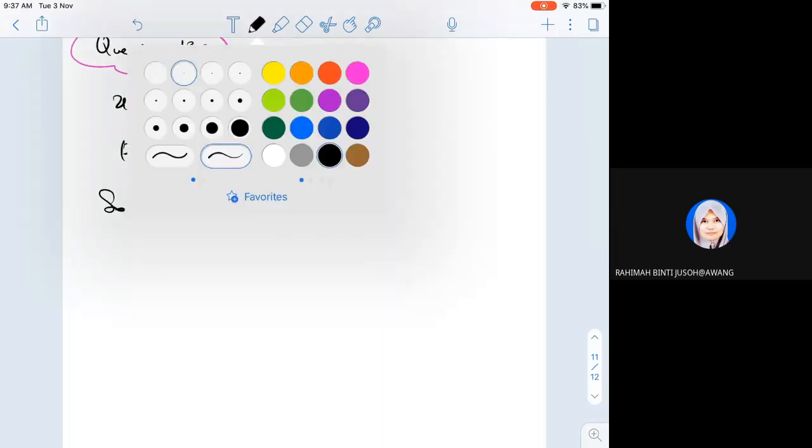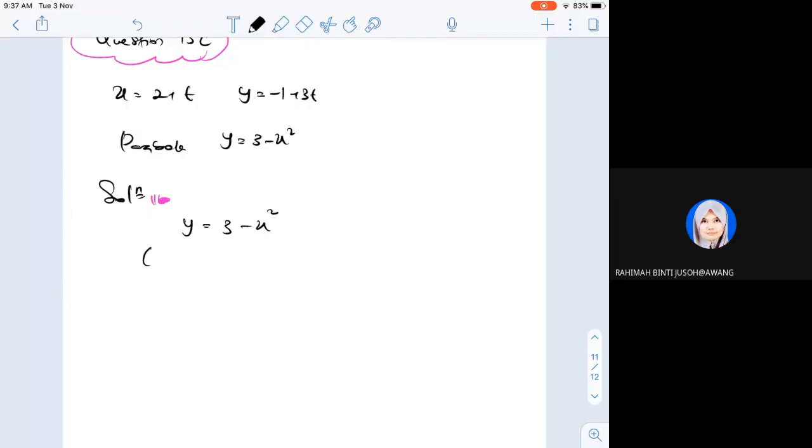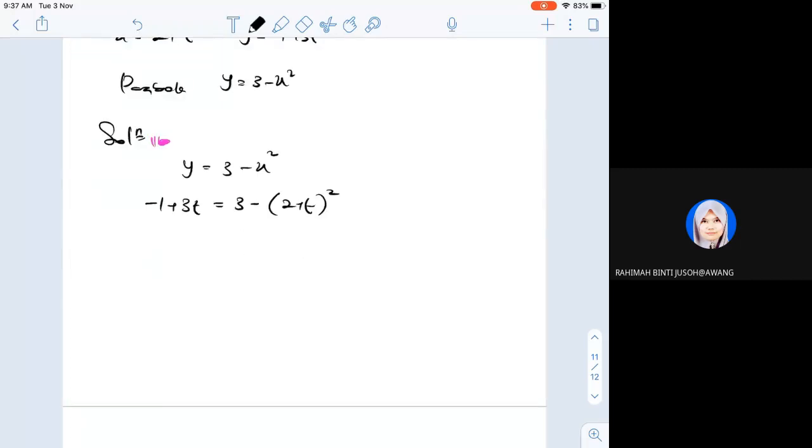Substitute the equations of line into the equation of parabola. We have y equals to 3 minus x squared. So substitute y equals to -1 plus 3t equals to 3 minus (2 plus t) squared. So let us expand this. We have -1 plus 3t equals to 3 minus, expand the square, we have 4 plus 4t plus t squared. Okay, so you have -1 plus 3t equals to 3 minus 4 minus 4t minus t squared.